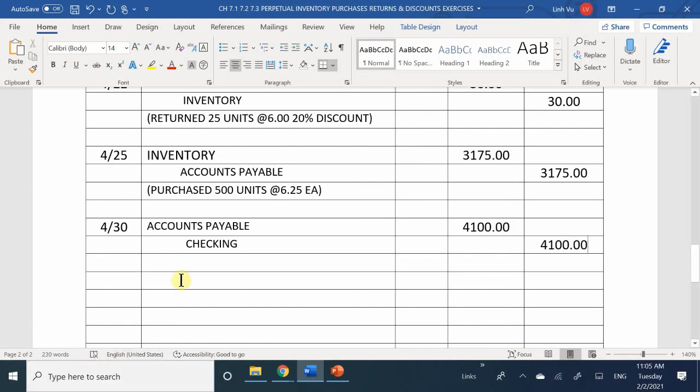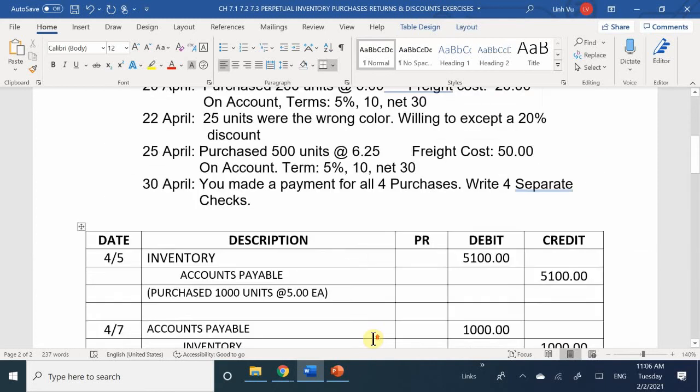All right, and this one I'm going to go ahead and indicate that I paid for purchase on 4/5, and then comma, check number 1. We'll just say check number 1, okay? Because I didn't give you specifics on what check number to write. Good. Now, our next check that we have to write is going to be for the second purchases.